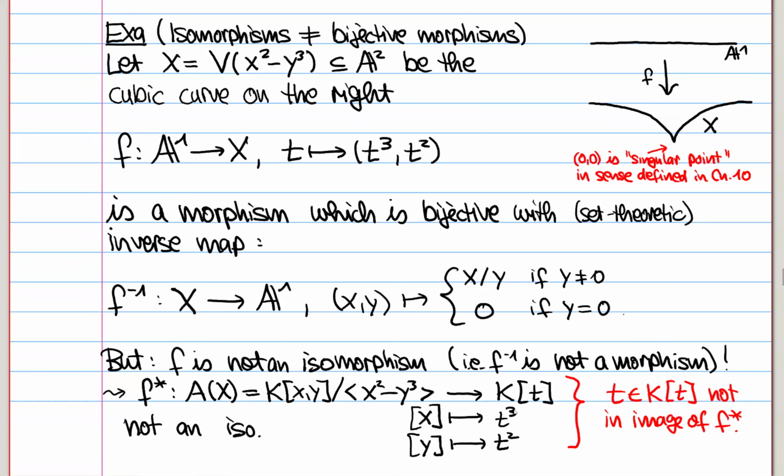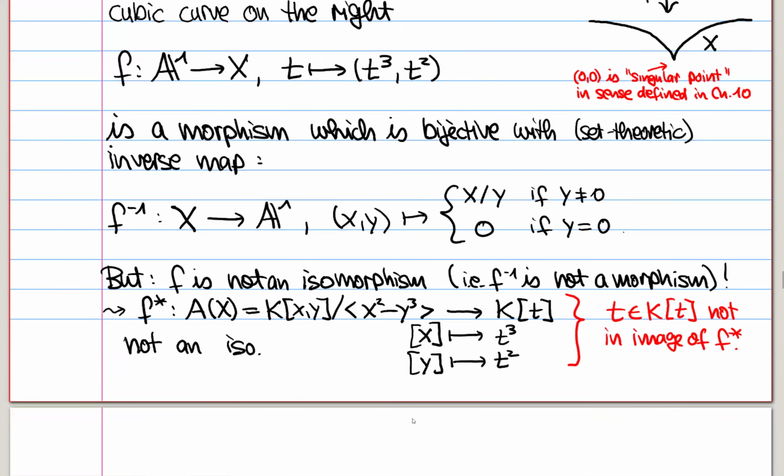But what you can check is, just for degree reasons, if you look at what are the monomials in each degree, you can check that t, the linear monomial here, is just not in the image of f star, because everything that you can get by either x and y has degree at least 2. And so this map is not surjective, and so it's not an isomorphism. So that's a word of warning that it's just not the case that any bijective morphism is an isomorphism.